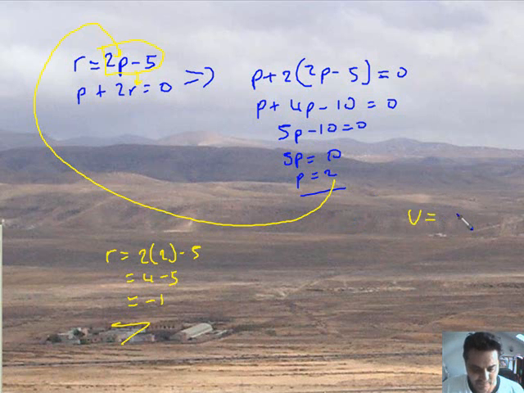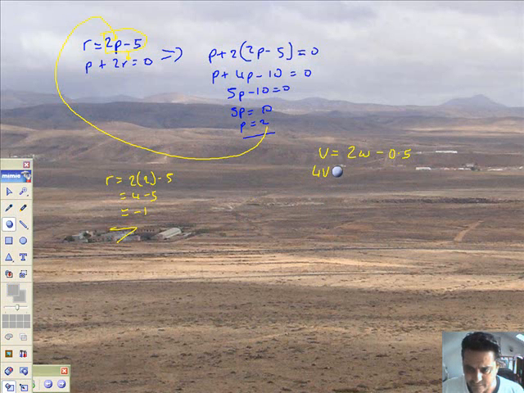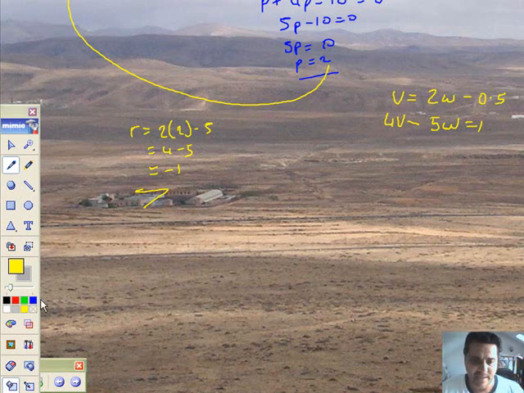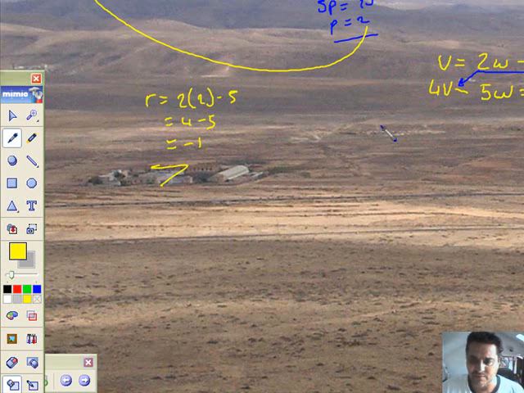Anyway, I've got v equals 2w minus a half, or 0.5 as they say, and I've got 4v minus 5w comes to 1. So I reckon, again, if I shove in this term here, this 2w minus 0.5, right into there where the v lives, I've got 4 of them. So let's just substitute and go.